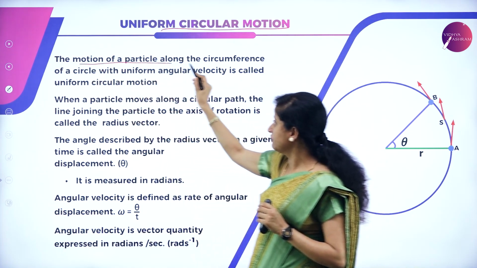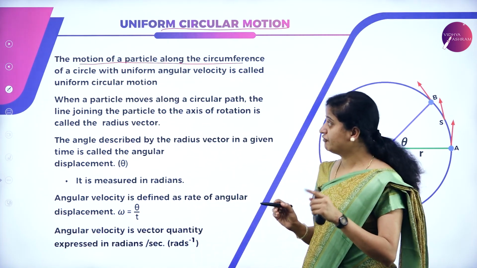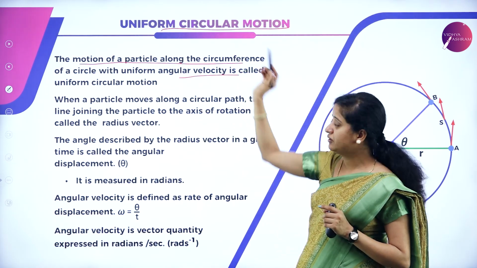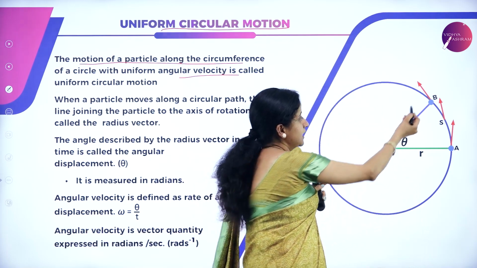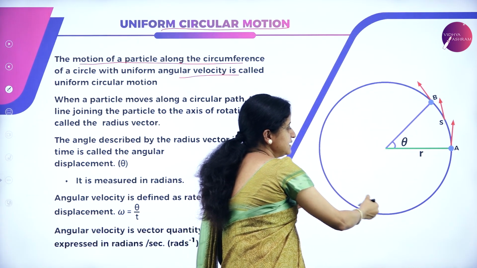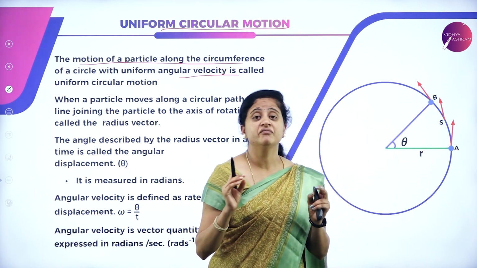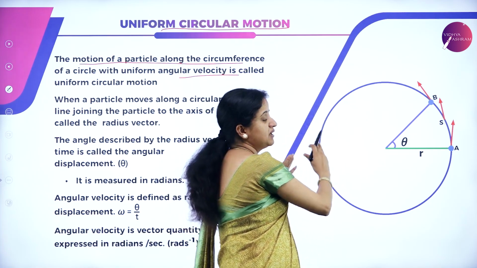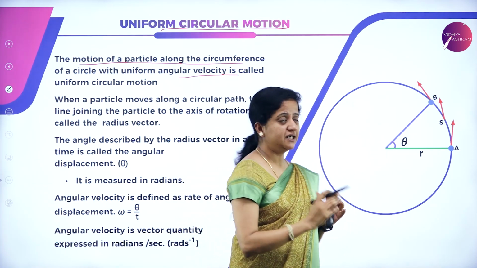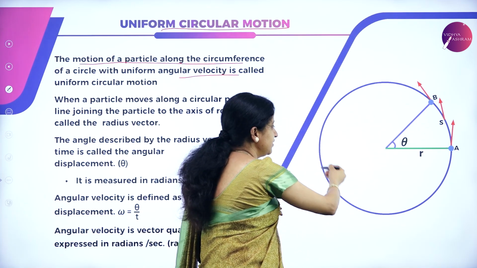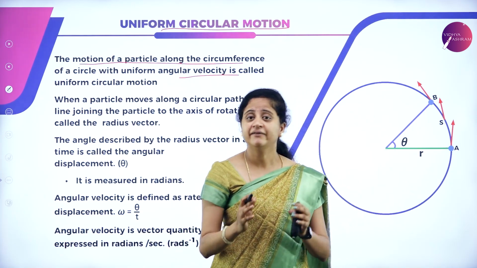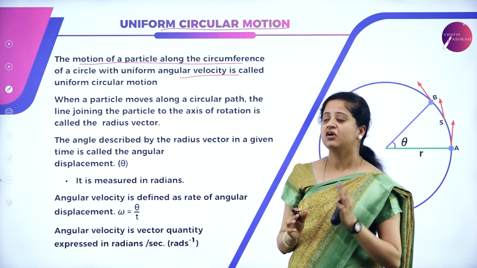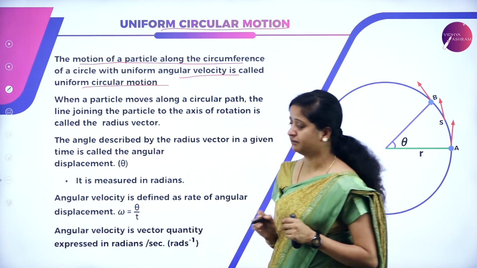So here, the motion of a particle along the circumference of a circle with uniform angular velocity is called uniform circular motion. Consider a body which is moving along the circumference of a circle with uniform velocity. What is the meaning of uniform velocity? It means the velocity remains the same at all the points. Here, if the body is moving along the circumference of the circle with uniform angular velocity, we will call it uniform circular motion.